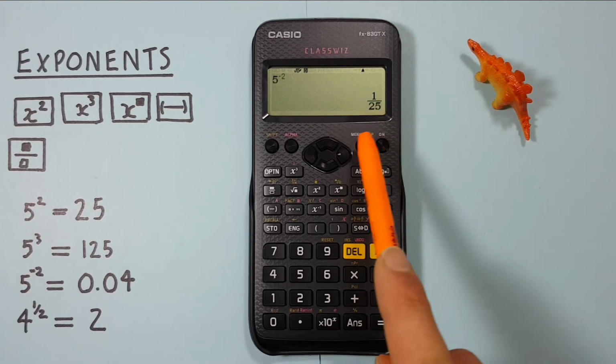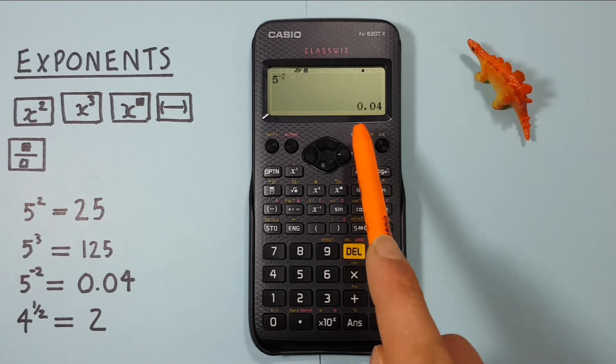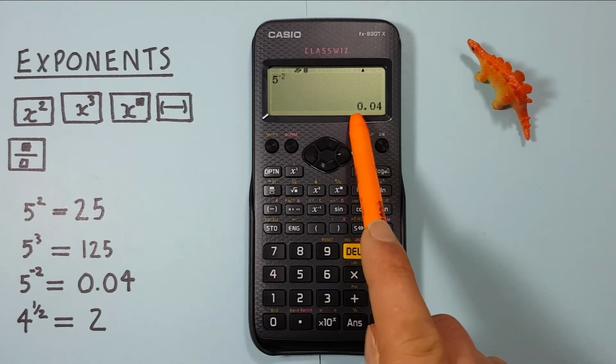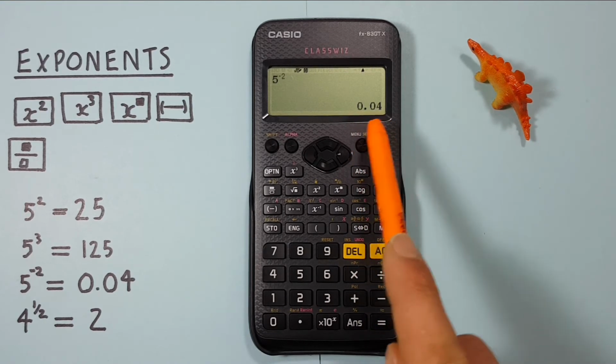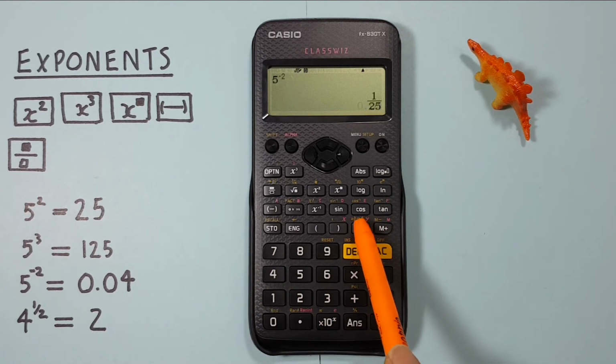If we want this as a decimal, we can use the S to D key down here. Press it once, and we see we convert to 0.04, which is correct. This can also convert back and forth, so if we keep pressing it, it'll go from fractions to decimals.